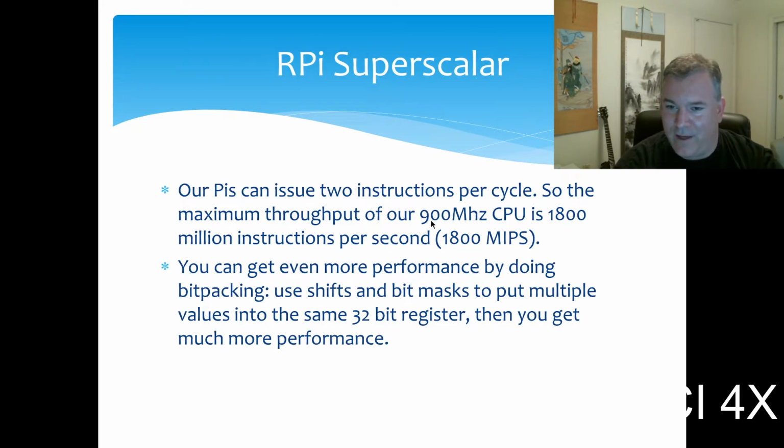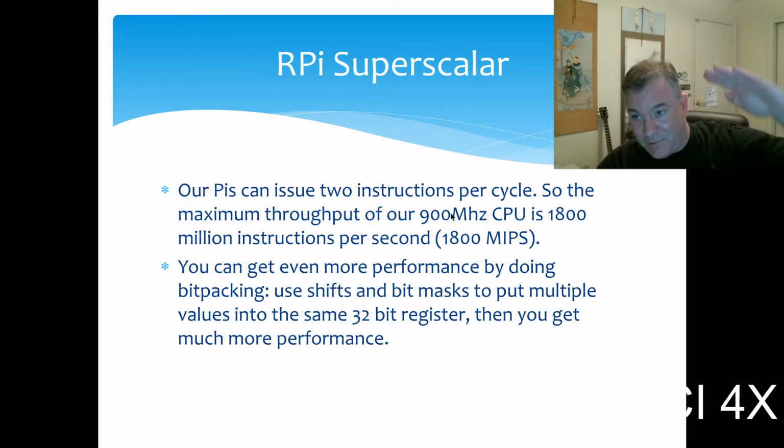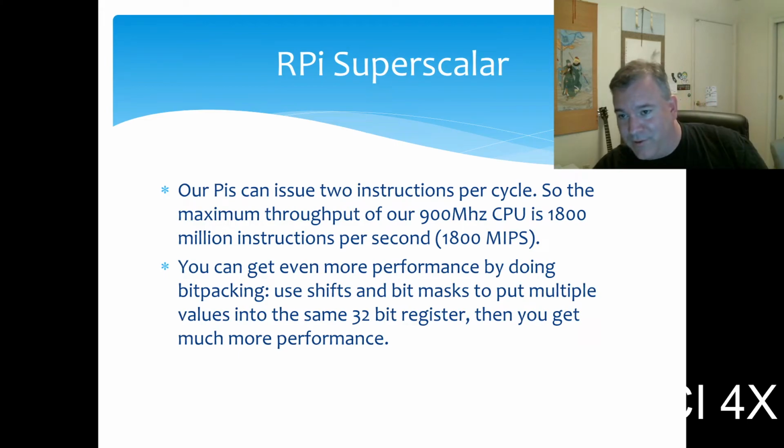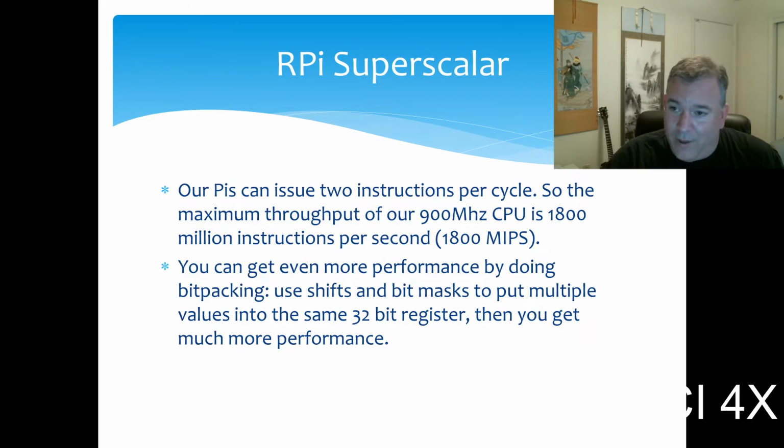Yeah. So if you have a 900 megahertz CPU, then in theory you can do 1,800 instructions per second. Does that make sense to you guys? So if you have 900 million, clock goes up, clock goes down, clock goes up, clock goes down. If you've got 900 million of those a second, and you can do 2 instructions per cycle, then in theory you can do 1.8 billion instructions per second. And there's all sorts of tricks you can do to actually squeeze more performance out of it than that. In reality, though, you don't get anywhere near this kind of performance.